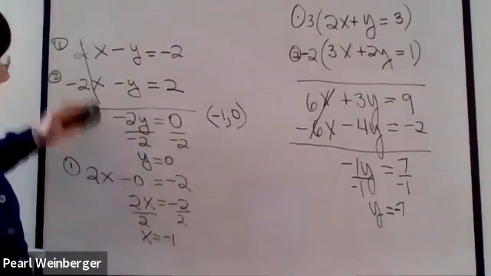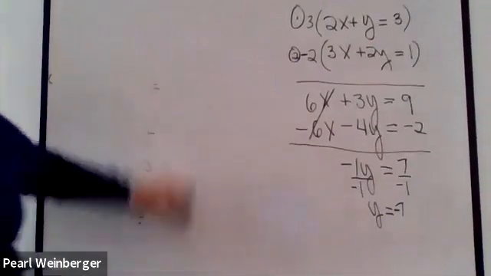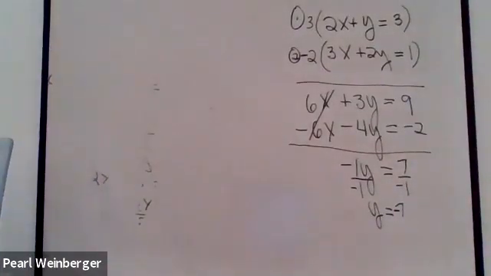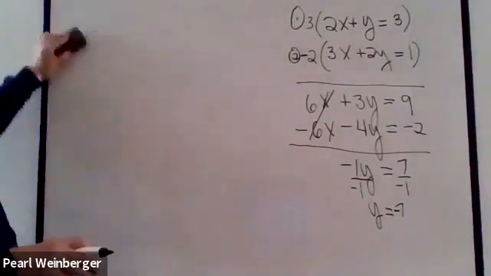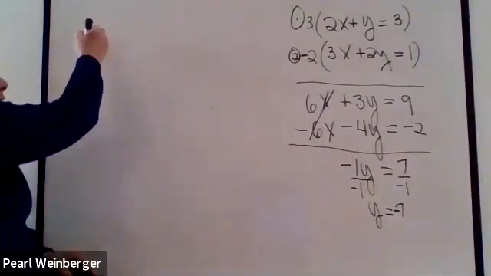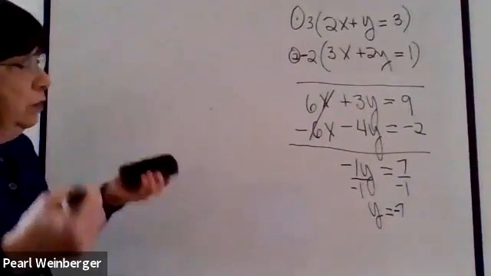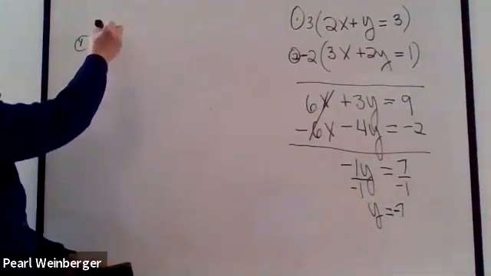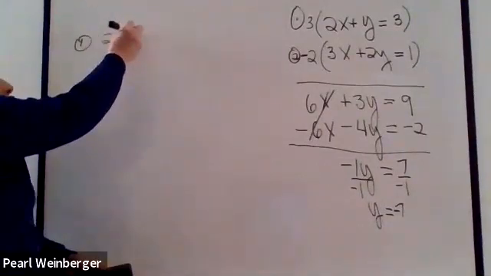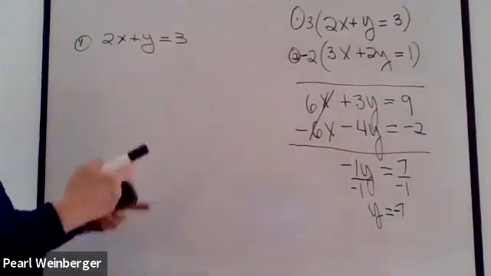Okay, this one we did already, so I can erase this. Once I have what one of the variables is, in this case we figured out what the y is, I can go back to either one of the original equations. Let's take the original equation number 1, which was 2x plus y equals 3. And now replace the y.